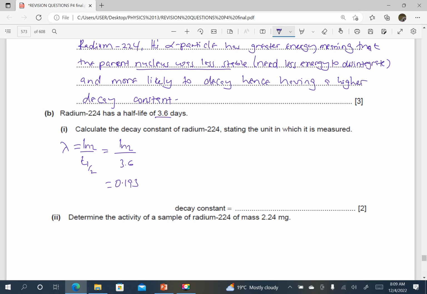So this one is going to be per day. When I write 0.193, that will be per day. Alternatively, you could also find that in per second. I will just write this as 0.193 per day.